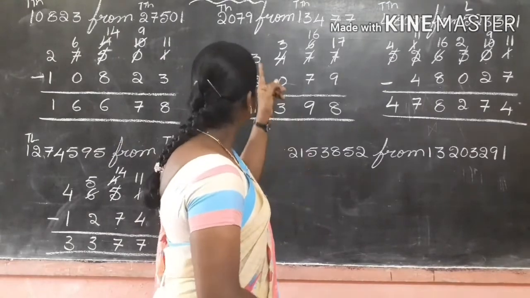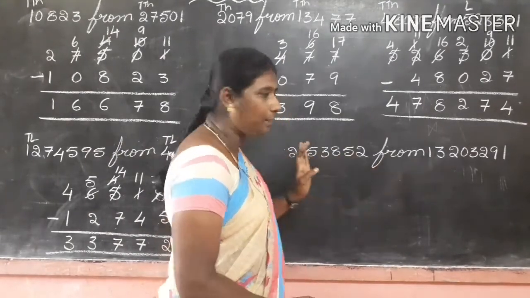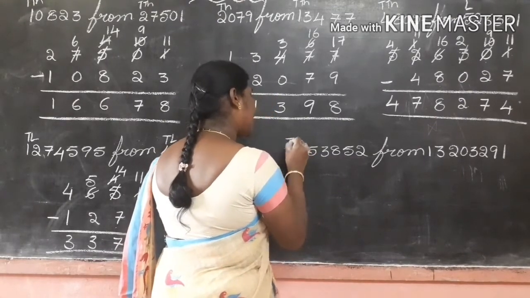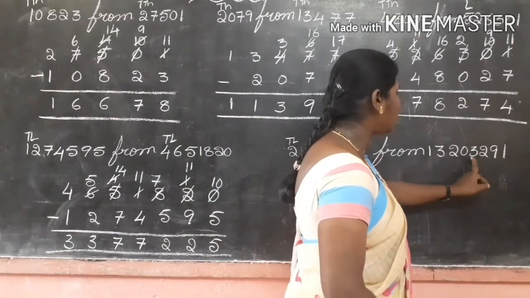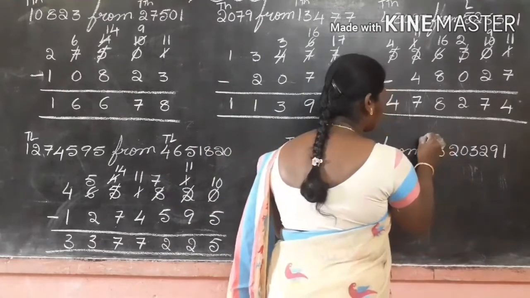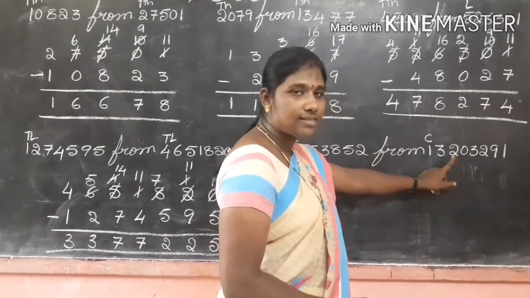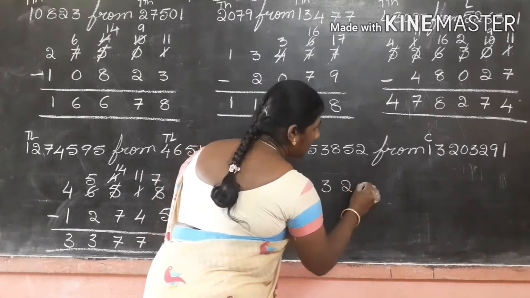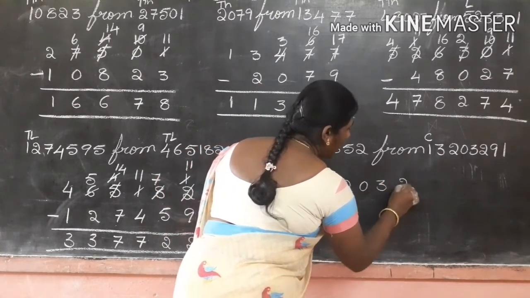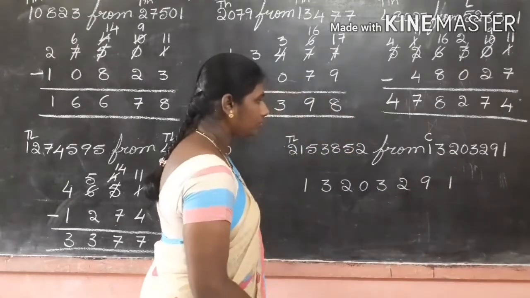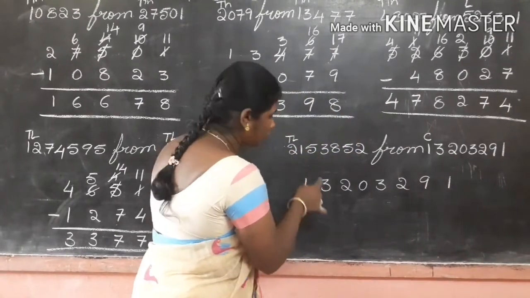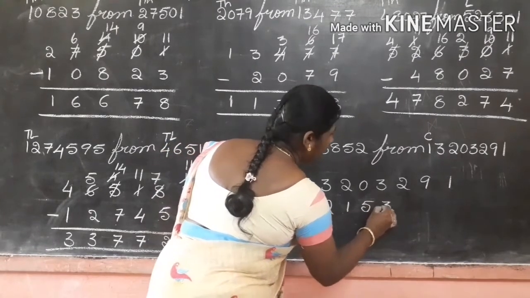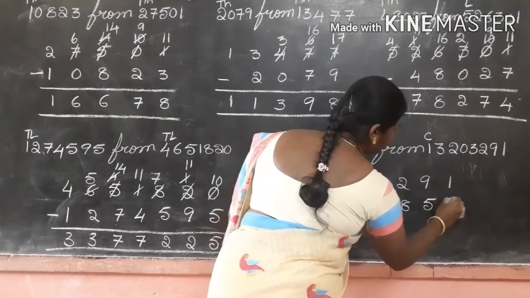Here it is same. Subtract this number from this one. We have to check the place values now. Ones, tens, 100, 1,000, 10,000, lakhs, 10 lakhs. It is 10 lakhs. Ones, tens, 100, 1,000, 10,000, lakhs, 10 lakhs, crore. It is crores. But always we have to write this number first only, no? So 1 crore, 32 lakh, 3,291. It is started from 10 lakhs. So it is 10 lakhs first. So 21 lakh, 53,852.